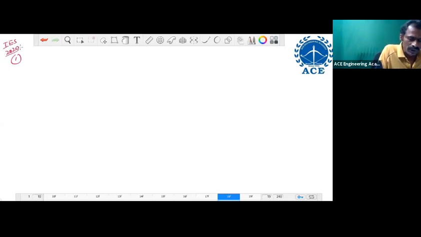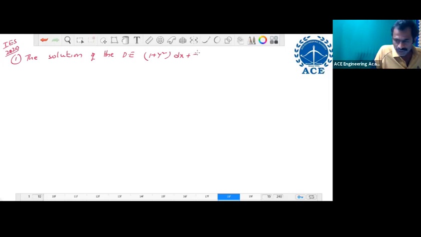IAS 2020 question. The solution of the differential equation (1 plus y square) dx plus (tan inverse of y minus x) dy equal to 0 is. 4 options were given, option A, option B, option C, option D, but I'm not writing these options.